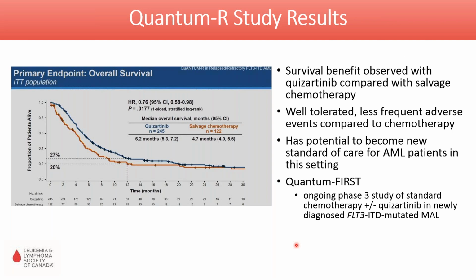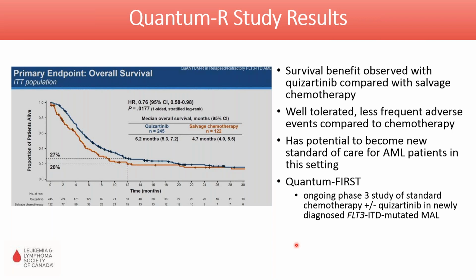So as you can see from the graph, it isn't much in terms of their survival. I mean, these patients generally have no other options and are likely to die from their leukemia. So the salvage chemotherapy was only associated with a survival of 4.7 months, but the quizartinib was a little bit longer, 6.2 months. And I think that is significant. It may not be much at the beginning, but to say that it has an effect in relapsed disease is very important, especially one that has an overall survival benefit.